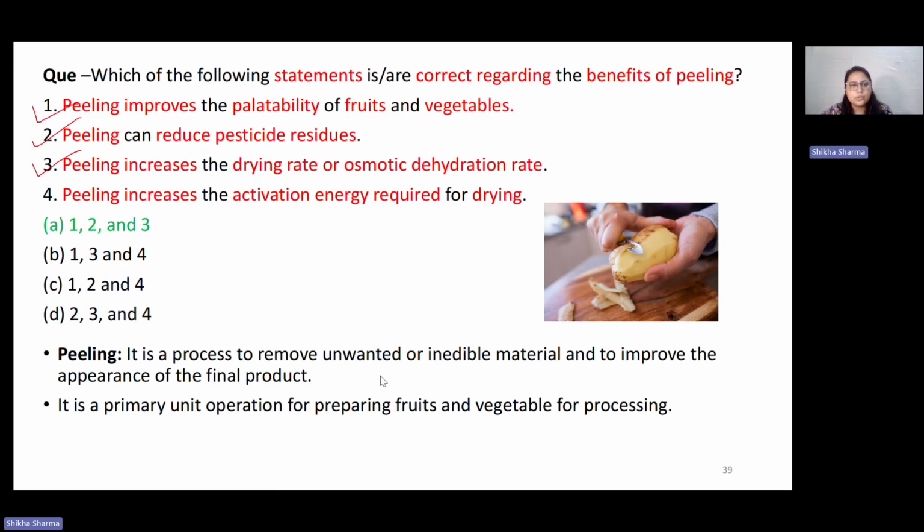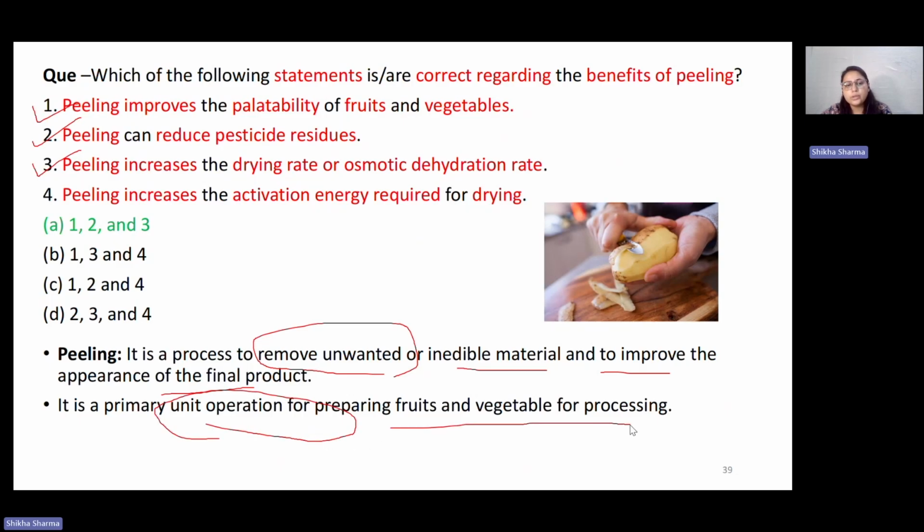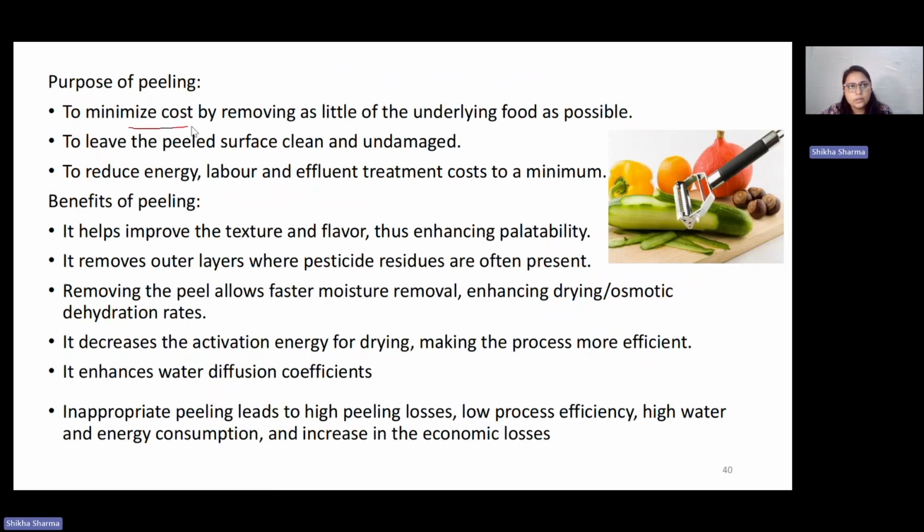So peeling is basically a process of removing the unwanted or inedible material and improving the appearance of the final product. It is primarily a unit operation for preparing fruits and vegetables for processing. This peeling is done to minimize the cost by removing as little of the underlying food as possible. And it is done to leave the peeled surface clean and undamaged, and to reduce the energy, labor, and effluent treatment cost to a minimum.